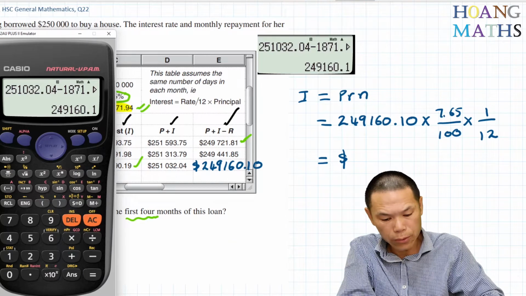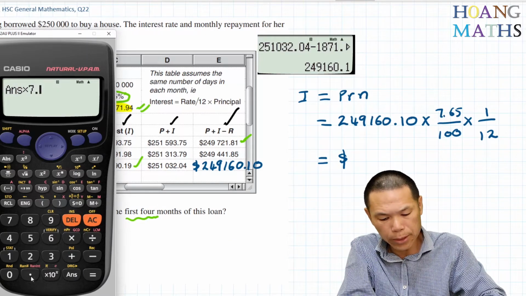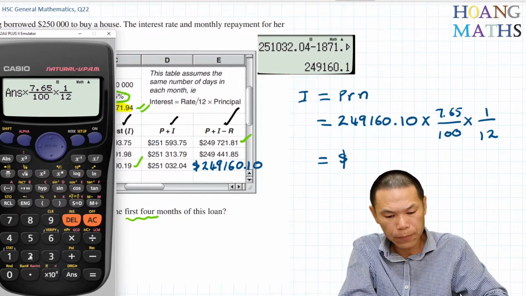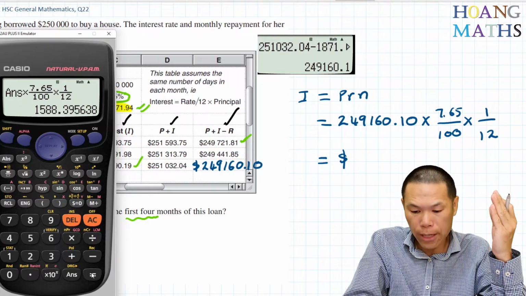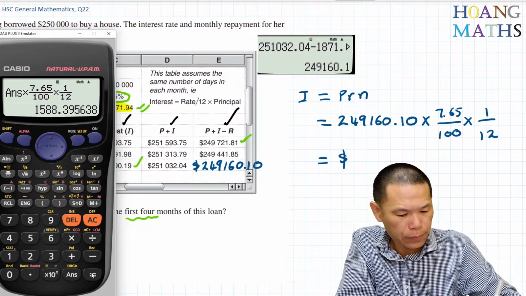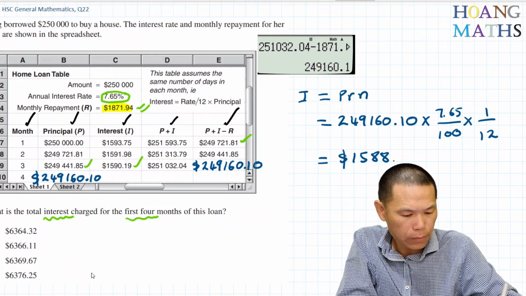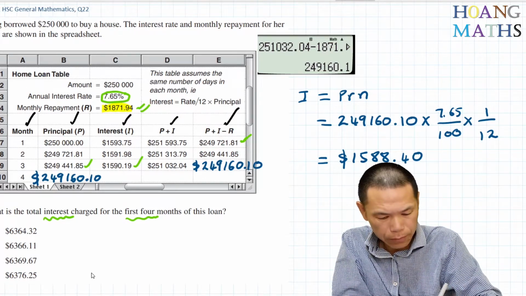So I just go answer times 7.65%. And then I times by 1/12 or divide by 12 if you like. So there you go. $1,588.40. So that is the interest for the fourth month.